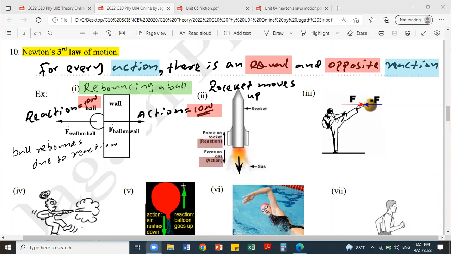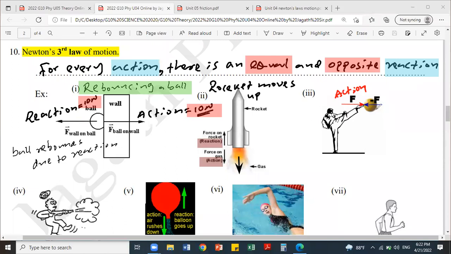Imagine kicking a ball, like football or rugby. The ball is moving towards the feet. You can see the force here. Now you kick the ball, that is the action. This red one is the action. Reaction also, the ball is going to make the same force towards your feet.